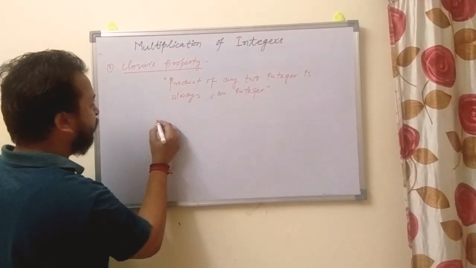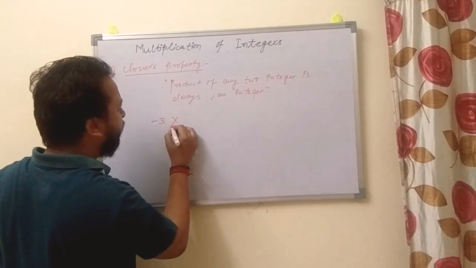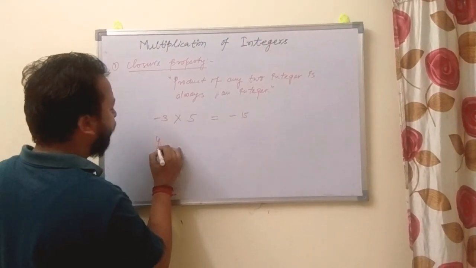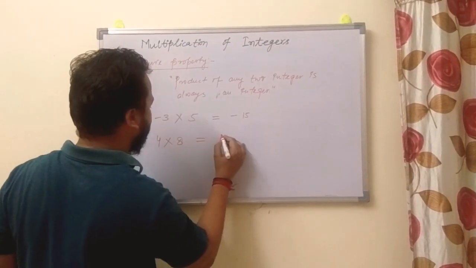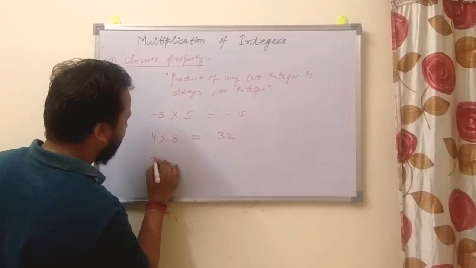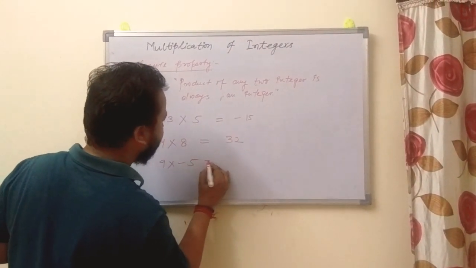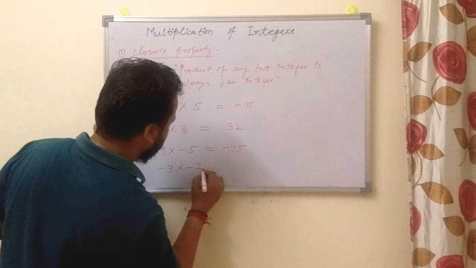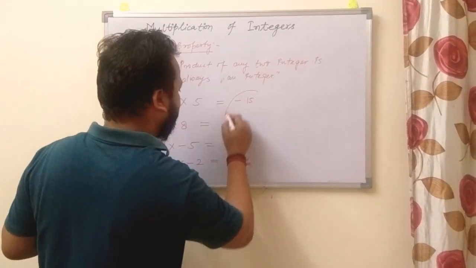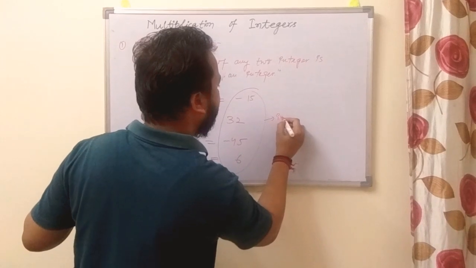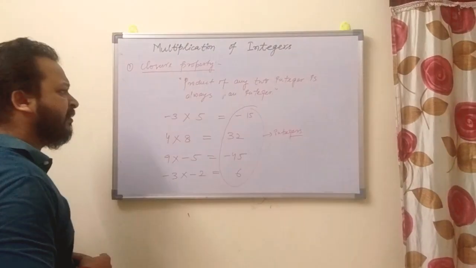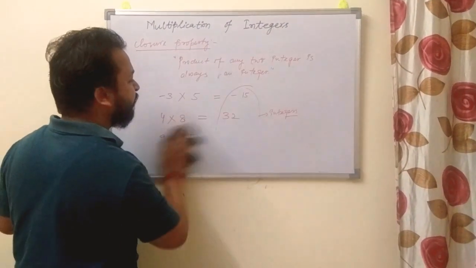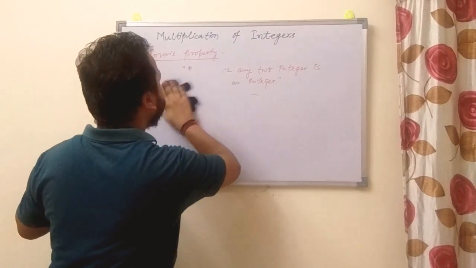Let's take examples. Minus 3 multiplied by 5, that is minus 15. 4 multiplied by 8, that is 32. 9 multiplied by minus 5, that is minus 45. Minus 3 multiplied by minus 2, that is 6. All are integers. So this is the first property, closure property. Come to the second property, that is commutative property.